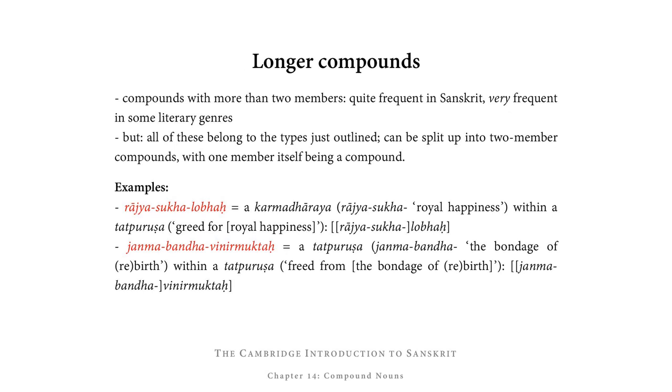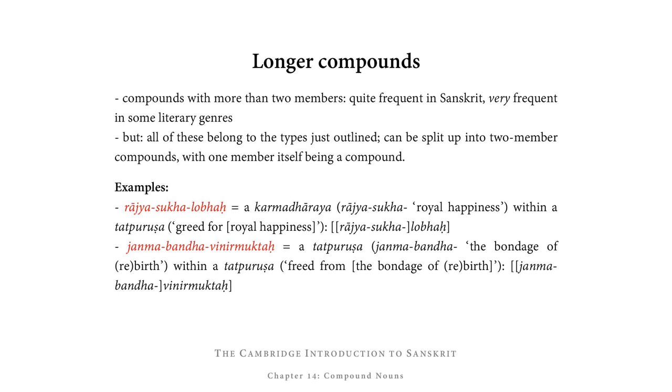And finally, something that will only become truly relevant once you start reading actual Sanskrit texts: longer compounds, that is, compounds with more than two members, are quite frequent in Sanskrit and actually very frequent in some literary genres. And those will also contain very long compounds, so compounds with 6, 7, 8, 10 and more members. Now, while that sounds a little scary, actually, all of these compounds belong just to the types that we've just encountered. And they can be split up into two-member compounds, but one of the members of these compounds will then be itself a compound that can thus be split up further.